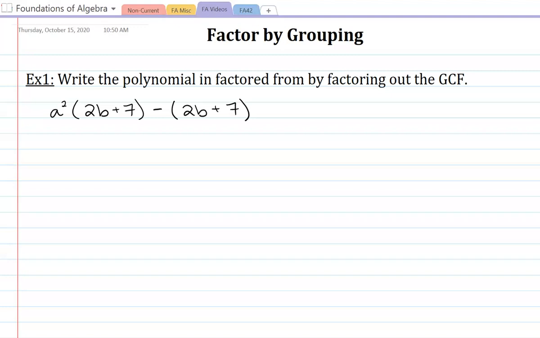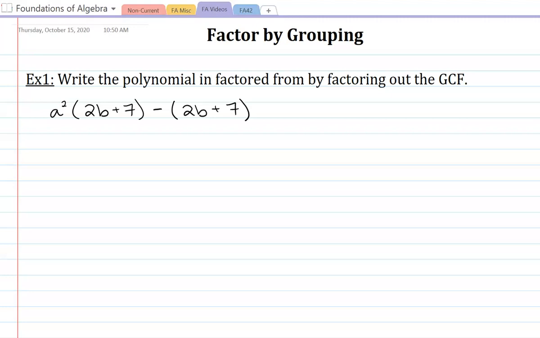In this video, we're going to talk about factor by grouping. First, we're going to approach it with an example. We want to write the polynomial in factored form by factoring out the GCF. We have this lovely polynomial here.